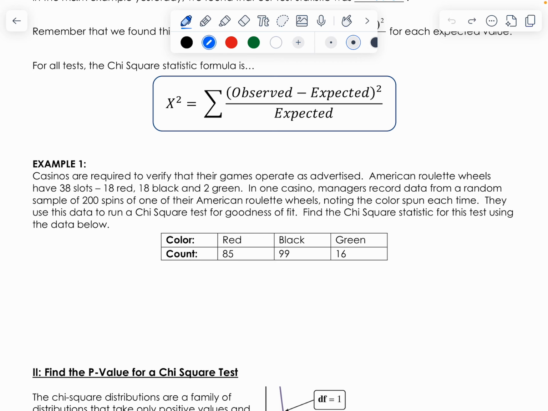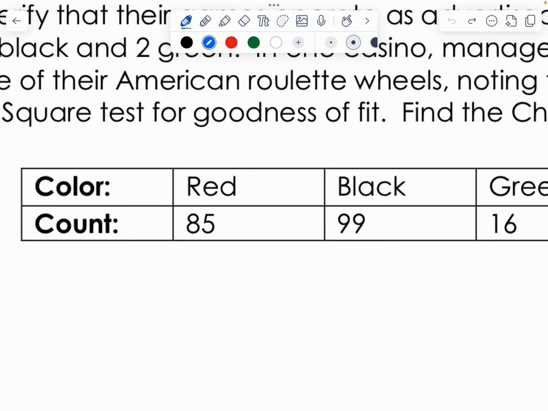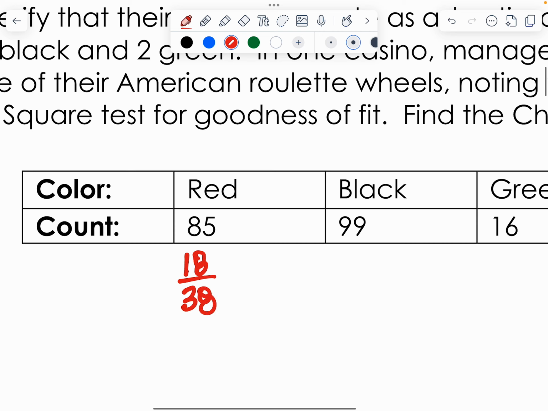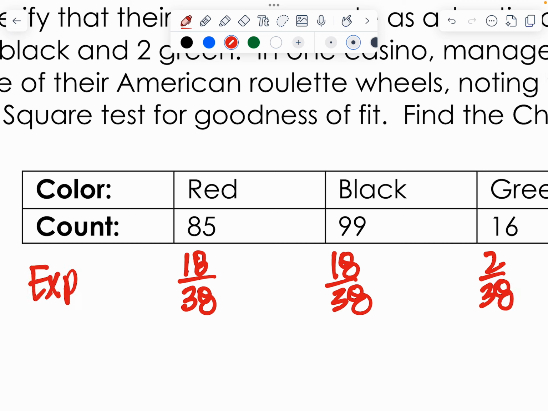So if I'm given my data in a table like this, remember they thought we would have, out of our sample, 18 of our 38 be red, 18 of the 38 be black, and 2 of the 38 be green. So our expected counts would be 18 of the 38. We did this yesterday, times 200 spins. So we would expect to see 94.73.